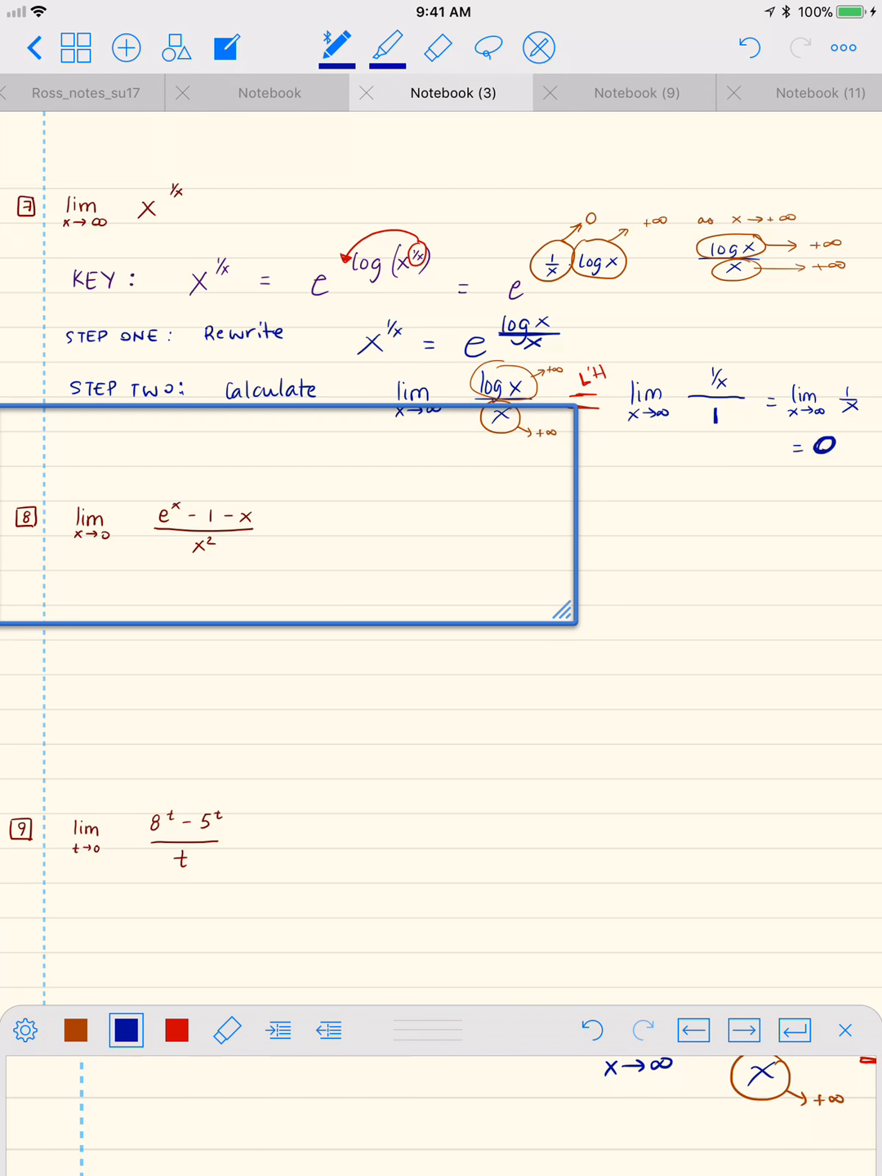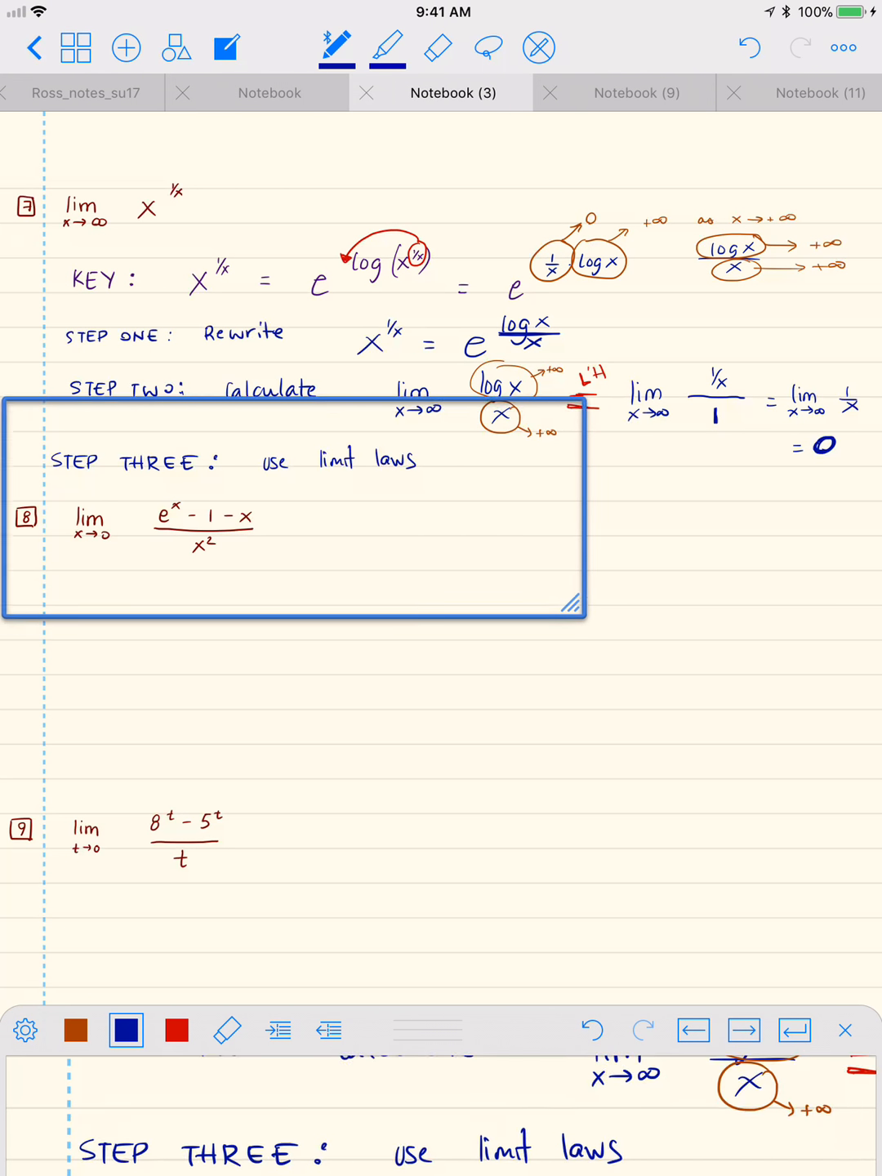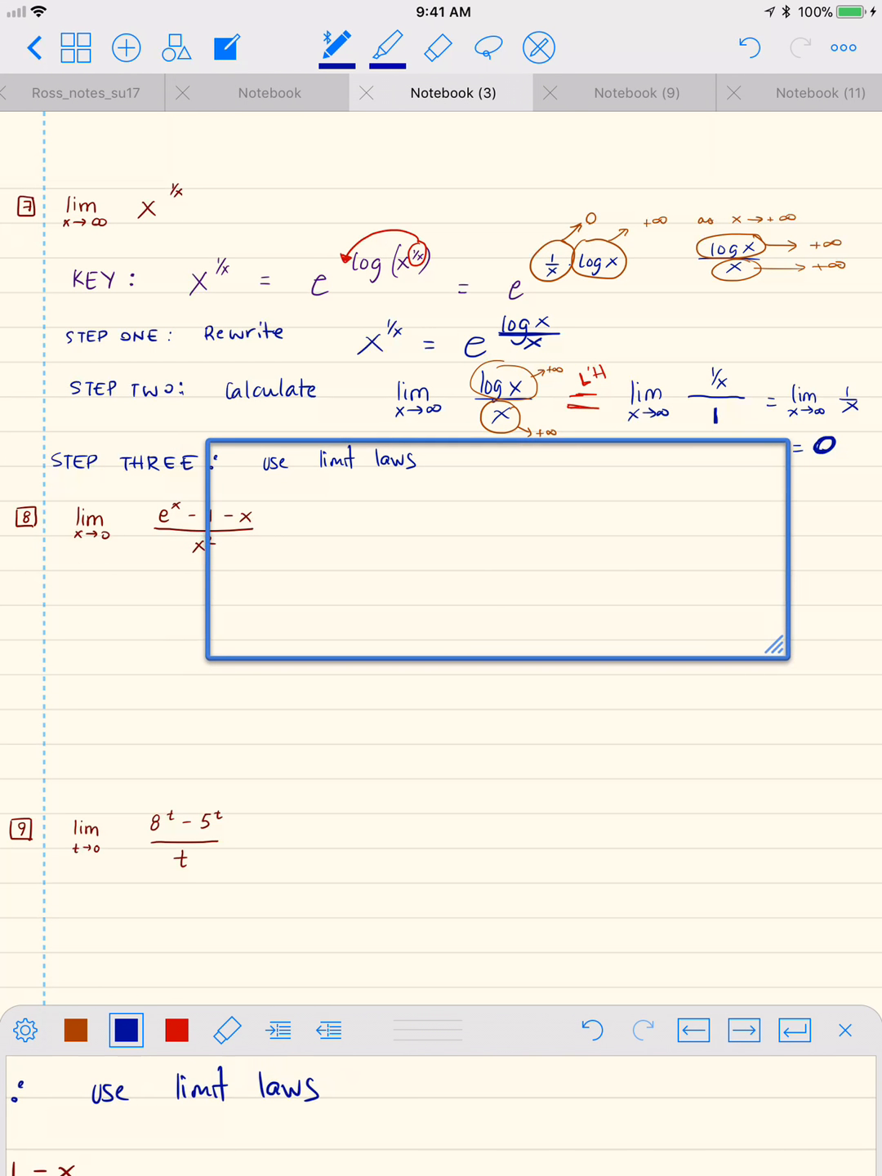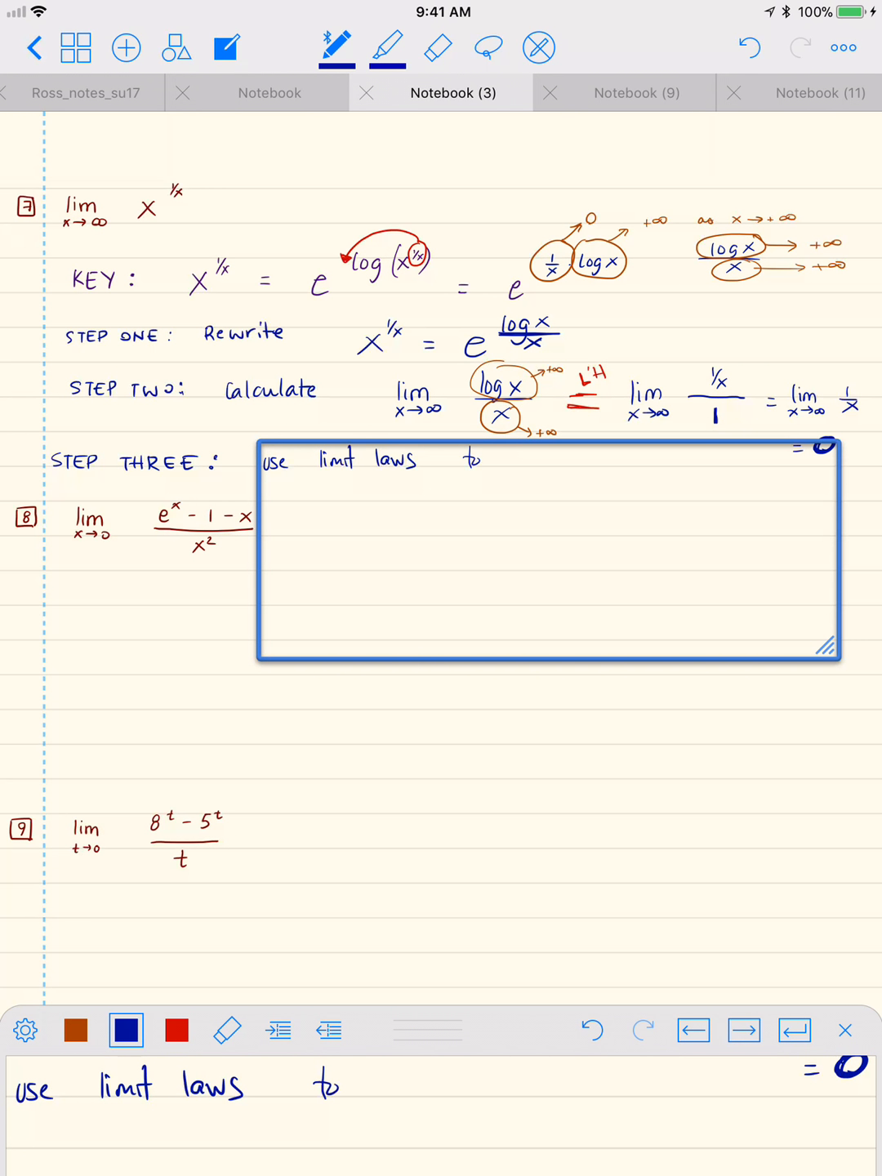So now step 3 is we are using limit laws. Use limit laws to conclude that if we have e to the log x over x, and if log x over x goes to 0, then e to the log x over x is going to go to e to the 0, which is 1.